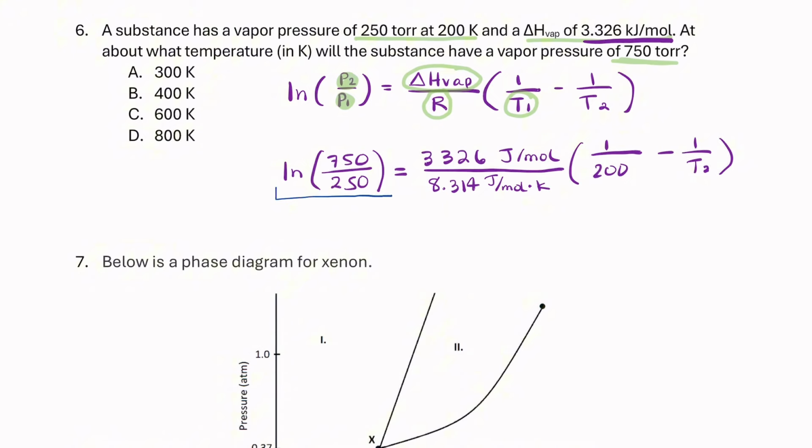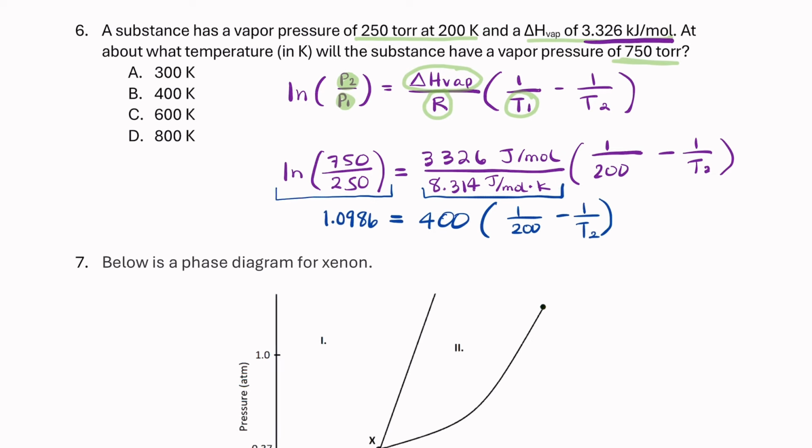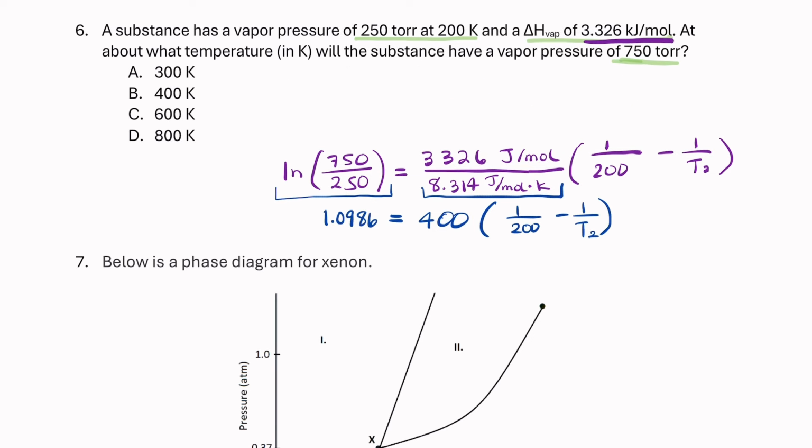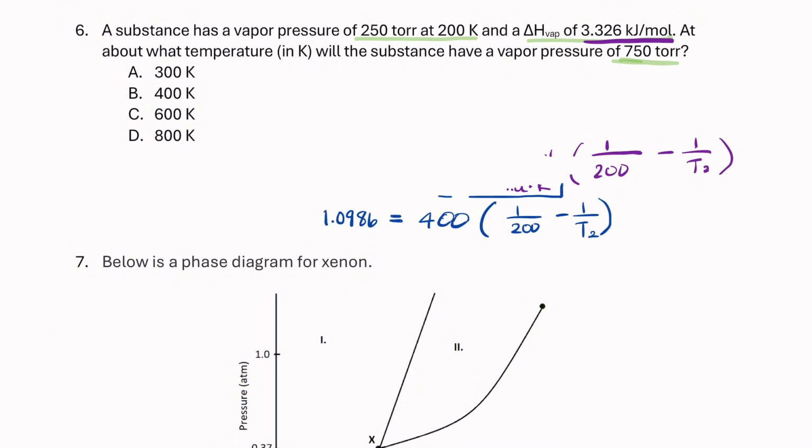Let's plug all this in and start to calculate portions of this equation. I'm going to begin with the left side. I'm going to plug into my calculator the natural log of 750 divided by 250. That gets me 1.0986. After, I'm going to calculate delta H vap divided by R. So 3,326 divided by 8.314. That is about 400 Kelvin. Now the equation reads 1.0986 is equal to 400, and 400 is multiplied by the quantity 1 over 200 minus 1 over T2.